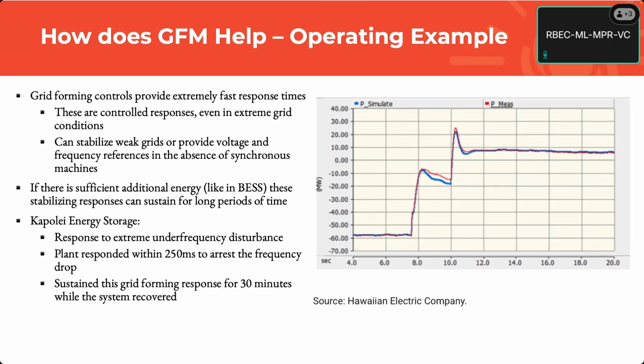And that's, I guess, one of the big differences between a grid forming inverter, even a BESS with extra energy, and a synchronous machine. The overcurrent in an IBR is much less than the overcurrent in a synchronous machine.